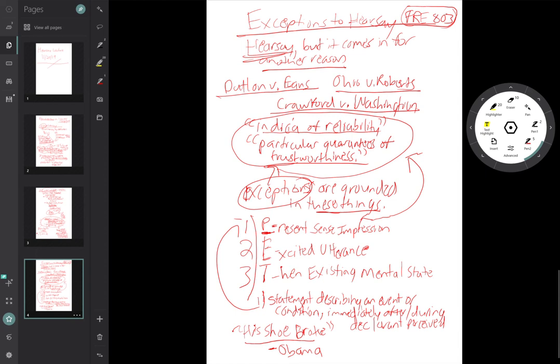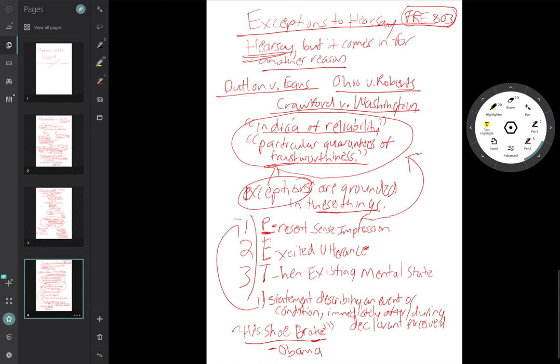This is a statement offered for the truth of the matter asserted. Remember, because it's hearsay, it's being used to prove its truth value. So by definition, it is hearsay. What definition? The definition that hearsay is an out-of-court statement being offered for the truth of the matter asserted. The statement "his shoe broke" is being used to prove the fact that his shoe broke at that moment. But it comes in because it's a present sense impression. Obama was there to see the shoe breaking and immediately declares out of court that his shoe broke.